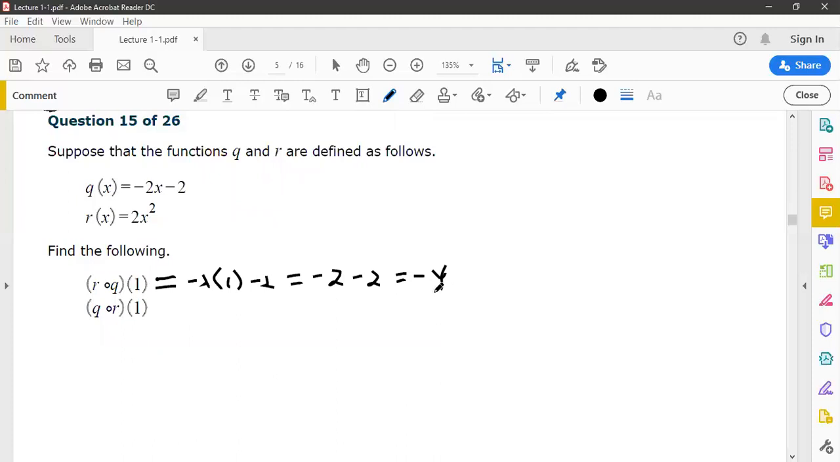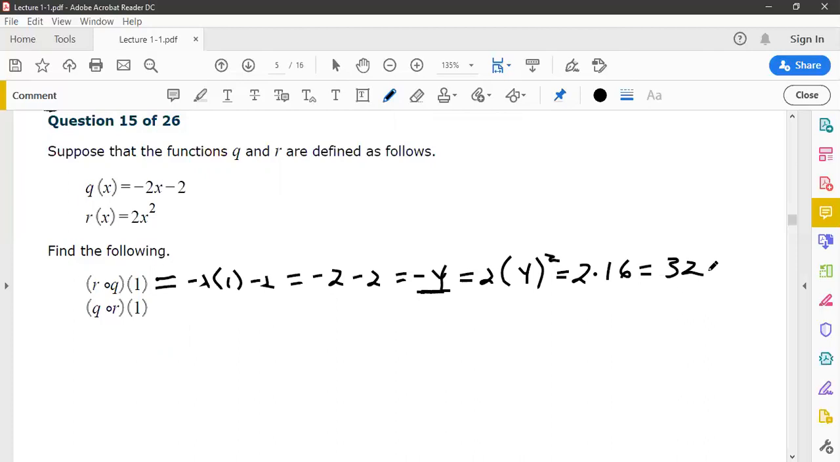Now I take my answer and replace it into the R function for x. So I have 2, and instead of x squared it's going to be 4 squared. That would be 2 times 4 squared, or 16, which gives us 32. Again, work from right to left.